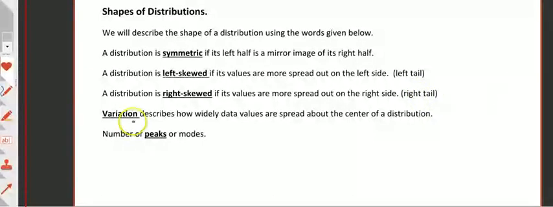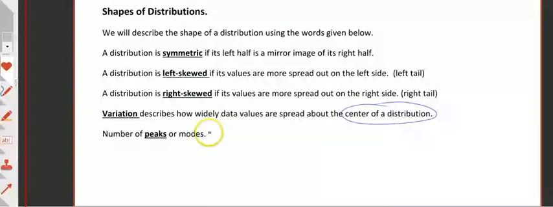We'll also use the word variation. That describes how widely the data values are spread out about the center of a distribution. And finally, we'll also refer to the number of peaks or modes. It's possible that your data set might have more than one mode. It might be bimodal, and the picture of that data would have two peaks. So if the data had three modes, we would see three peaks. If the data only has one mode, then there would be one peak, and that's called unimodal.